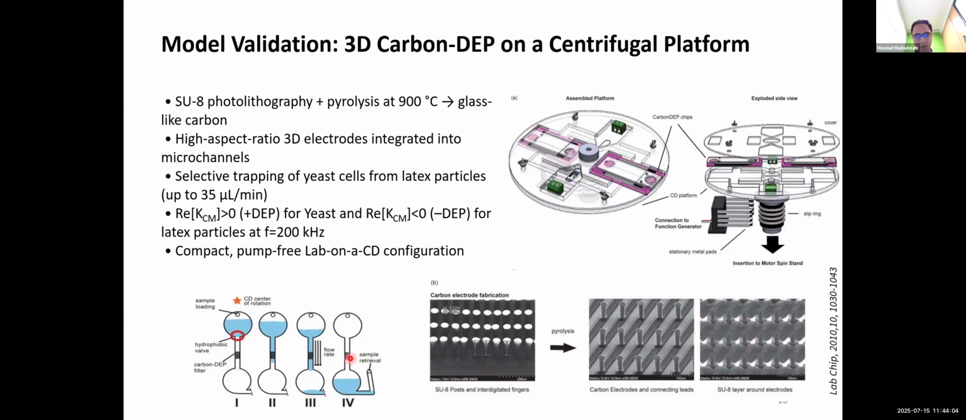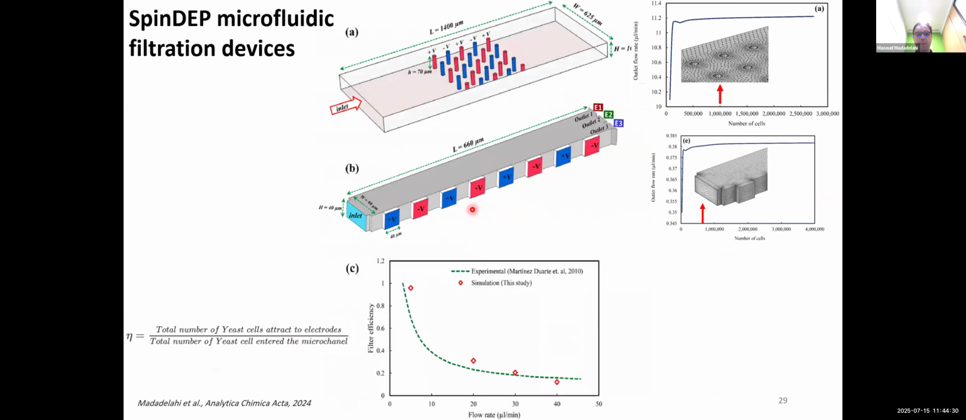Using these electrodes, we want to filter yeast particles from latex particles. Because for the first one, we have positive DEP, and for the second one, we have negative DEP at this specific frequency. Frequency is very important here. And as the driving force here, we use a centrifugal force, right? So for the validation, first, we apply this geometry.